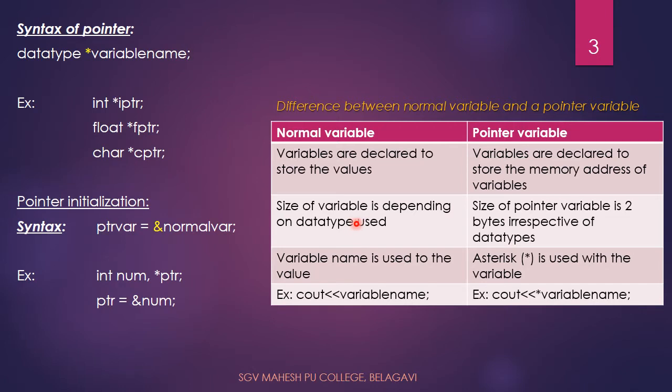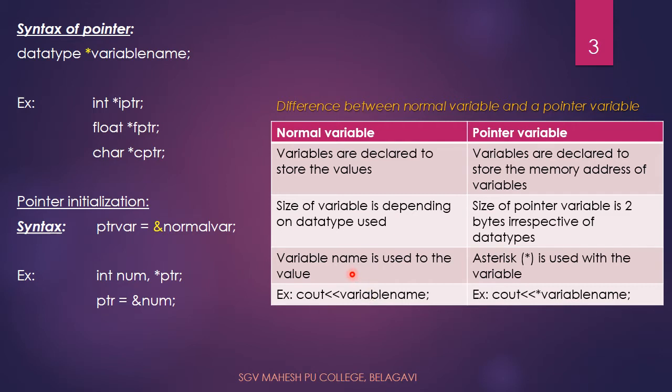But in the case of a normal variable, it depends upon what data type we are using. So if it is integer, we are allocating 2 bytes. If it is character, we are allocating 1 byte. If it is float, we are allocating 4 bytes. So depending upon data type, we are allocating memory for normal variables. For pointers, irrespective of data types, we are allocating 2 bytes of memory.